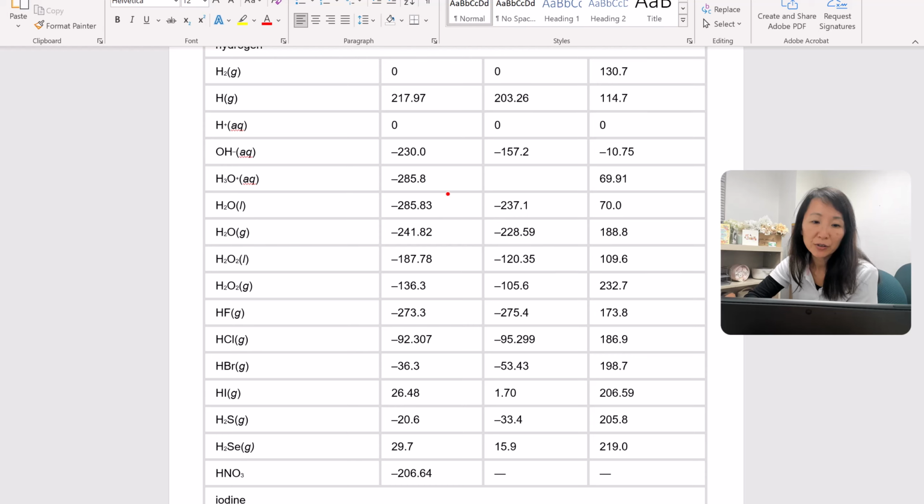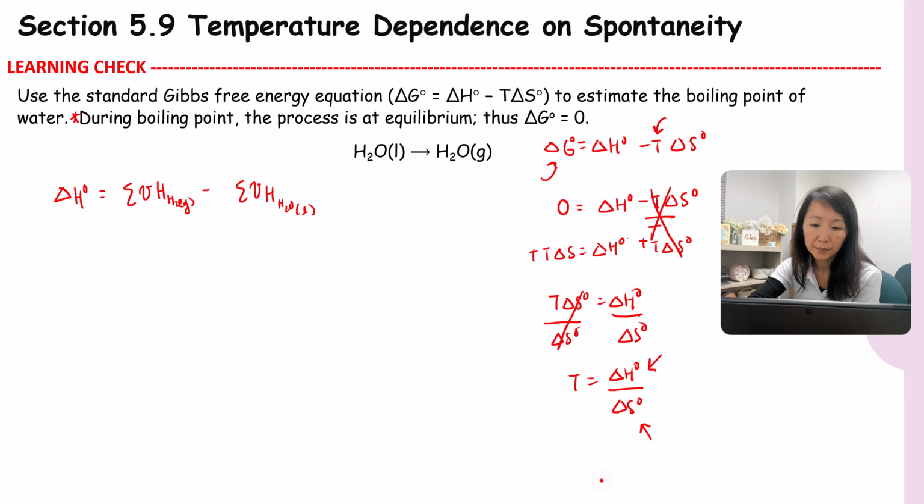If I were to go to the reference sheet, here's my water. This is my liquid over here, negative 285.83, and then the delta H for gas is negative 241.82. So knowing these two values, I have written down on the side, so obviously I can't memorize, but I do want to show you. By the way, this is my delta H side, this is my delta G, and this is my entropy S. Okay, so let me go back to my slide here.